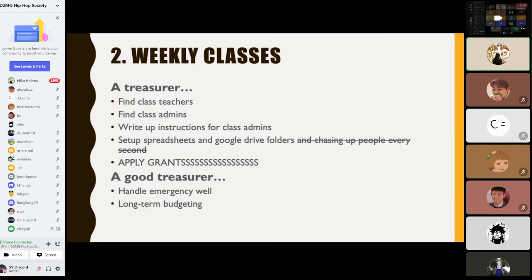A good treasurer handles emergencies well. So these emergencies include teachers quitting halfway through the term, class admins being suddenly unavailable throughout the day, and admins forgetting to take class photos or fill out the Google spreadsheet. So you'll have to deal with that emergency and have the ability to adapt to different situations.